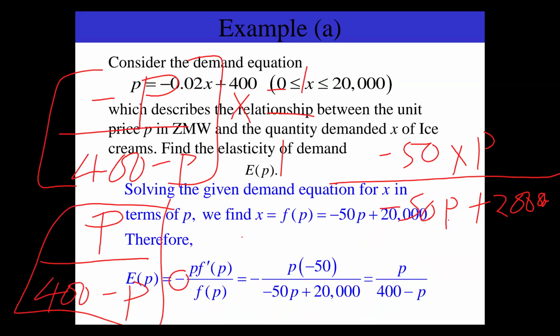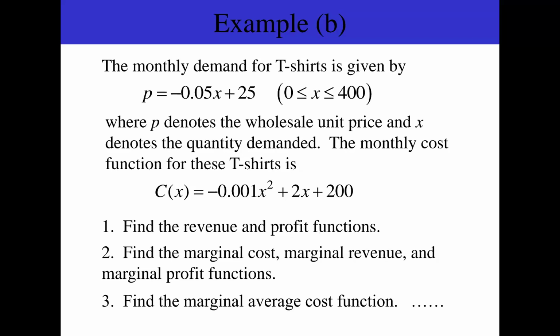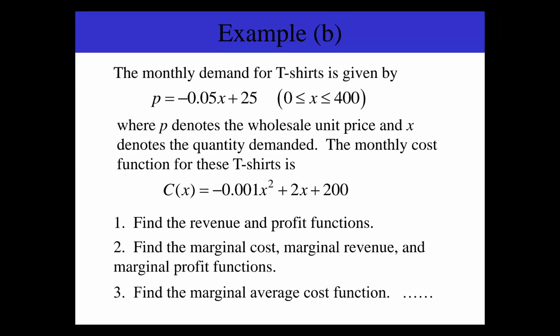Now, there's another question. A monthly demand for t-shirts is given by that, where P denotes the wholesale unit price and X denotes the quantity demanded. And then the monthly total cost function is given here. This is a cost, this is a price function. Find the revenue and the profit.